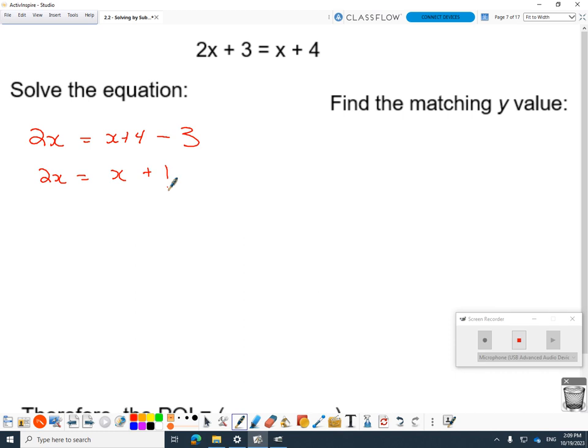Now, I want x's on the left. When I bring this positive x over to the left-hand side, what does it become? Negative 1x. Or you could just write negative x. Either way is fine. And what's 2x minus 1x? 1x, or just x.